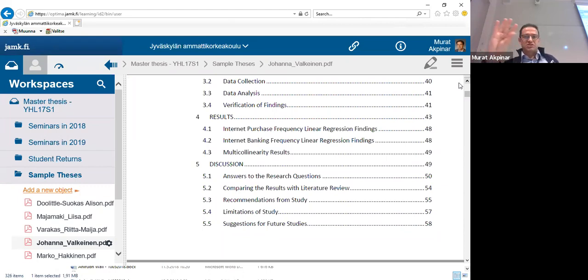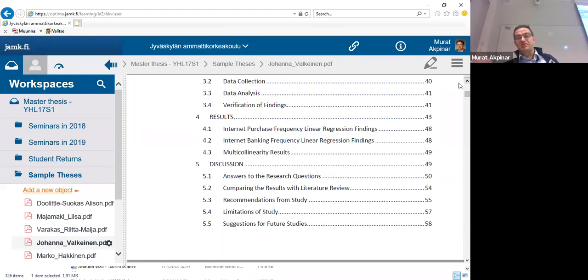Maybe I see some connection. There is the internet purchase, internet banking. This multicollinearity could be out of the picture. It's not needed to open a section, and as you see, it's not even 1 page. So if you look at the results, 4.1 starts on 48, and 4.2 also starts on 48. 4.3 starts on 49, and it ends on 49. All this 4.1, 2, 3 all together are 1 or 2 pages, right?